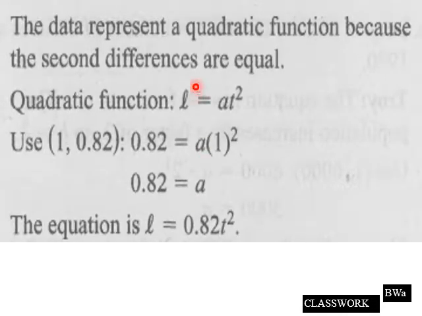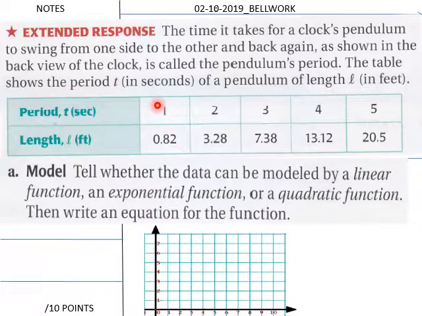Okay, our solution for our bell work today. The data represents a quadratic because the second differences are equal. For the quadratic function, the length equals a t squared, use 1 and 0.82. So we have this situation here. The equation is L equals 0.82 t squared. By using 2, when x equals 1, y equals 0.82. So that would be our quadratic for that. When x equals 1, y equals 0.82, when x equals 2, etc.